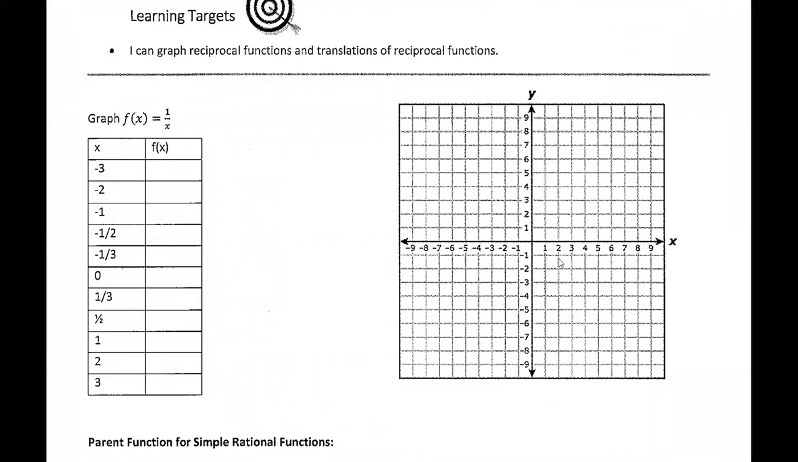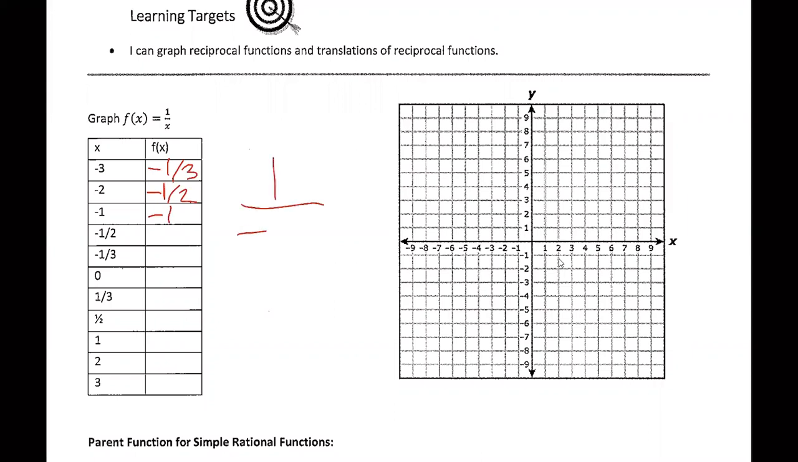like if you plugged in -3, obviously that would be -1 over 3. -2 would be -1 over 2. I'm just going to move the negative sign to the top, because if you have a negative on the bottom of a fraction, usually you can shift it to the top. -1 over 1 would just be -1. -1/2. Well, think about it.